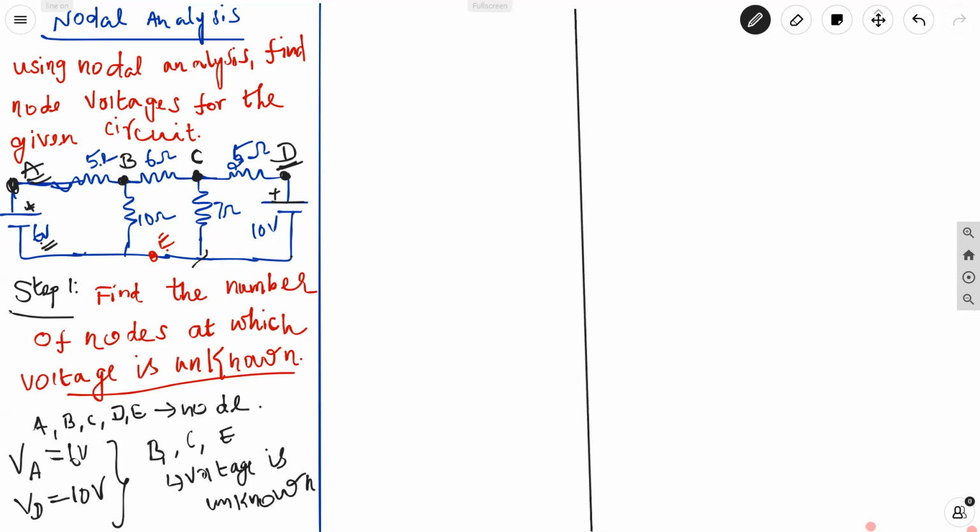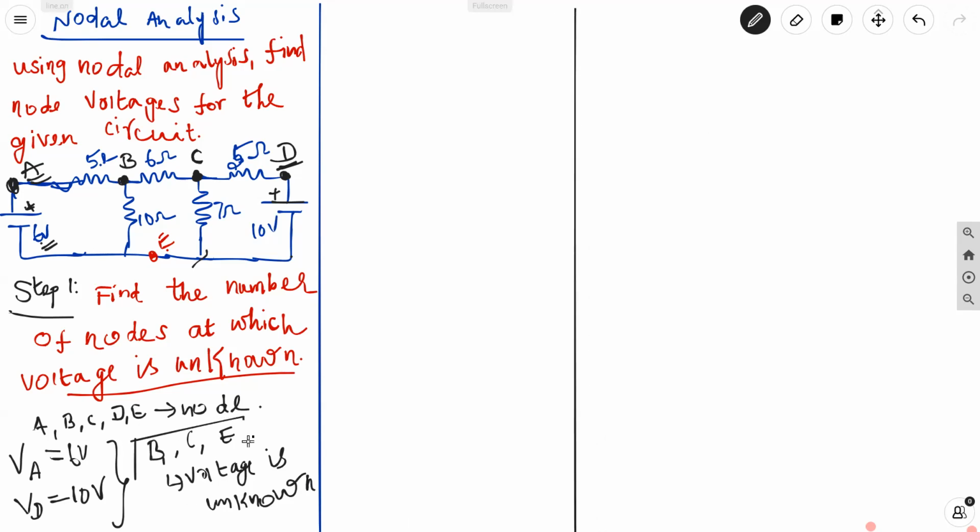Okay, so now there are 3 unknown nodes, right? B, C, and E. And one more point here: among these 3 unknown nodes, you must choose one node as a reference. Okay, choose one node as a reference.